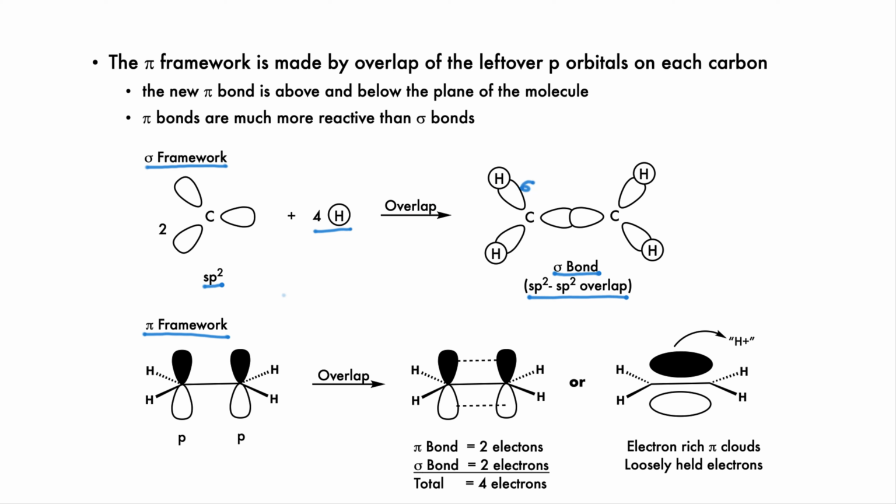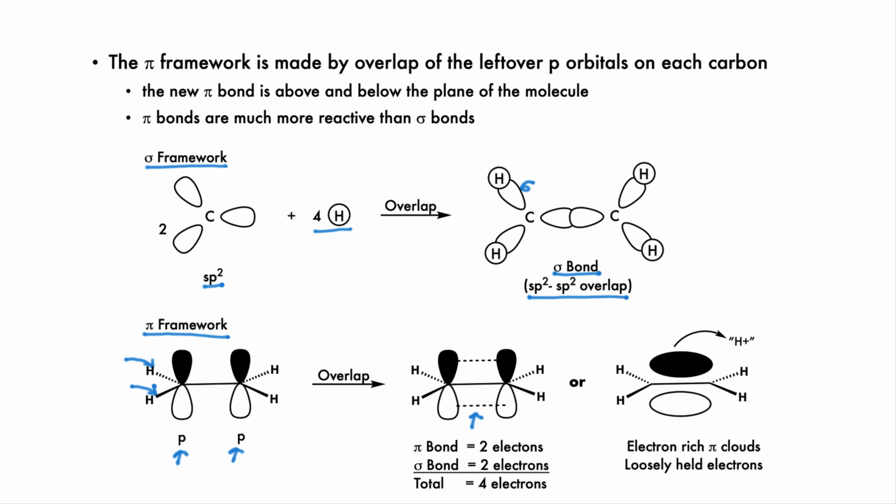In the pi framework, the leftover p orbitals on each carbon overlap to form a new pi bond. In our drawing, we show the sigma bonds as lines to simplify this drawing. We draw the sigma bonds as a side-on view with hydrogens pointing forward and back.